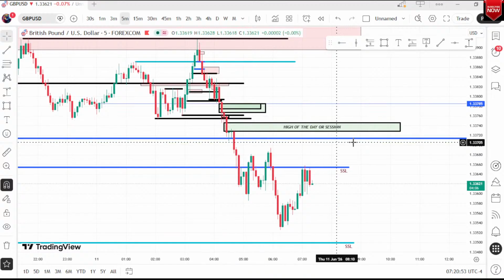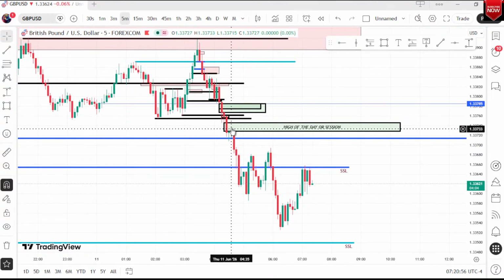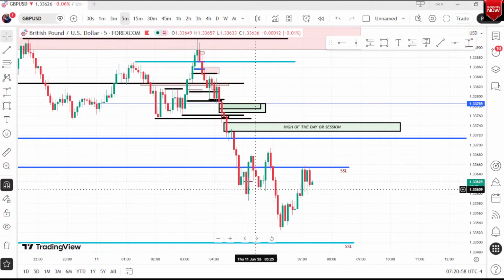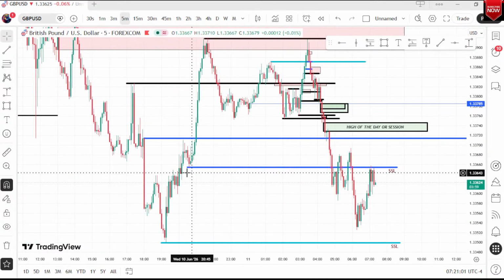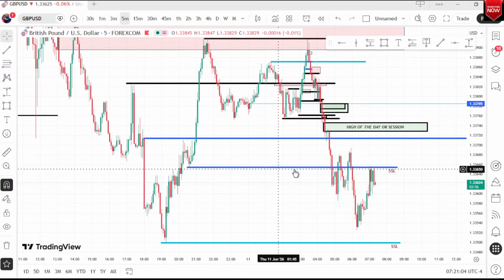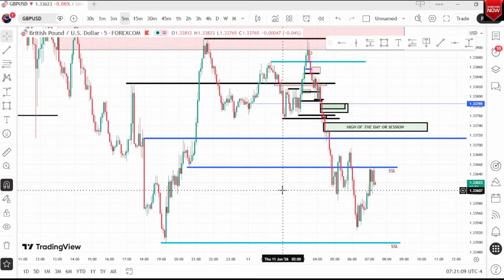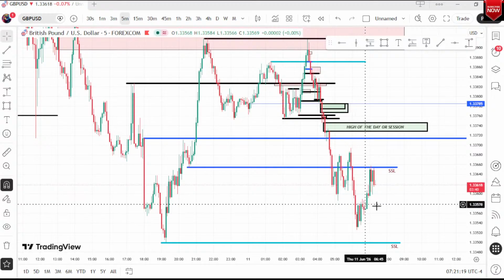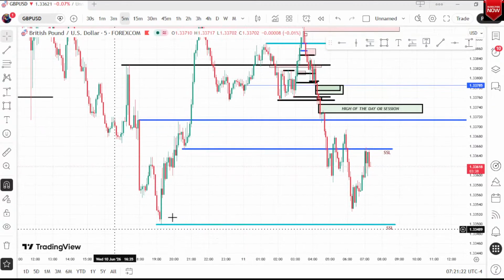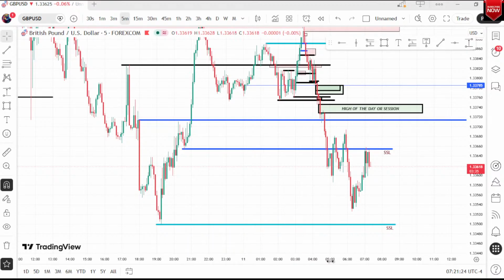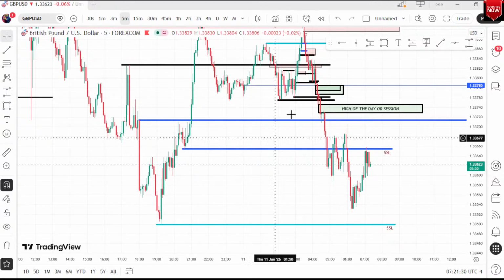So remember when I marked that when price was inside the fair value gap, telling you that's the high of the day of the session. I was actually saying that I'm sure that price will decline to this sell side liquidity here. You see this? I was actually sure that price will decline to those sell side liquidity right there, and what I was targeting is this sell side liquidity. You see this sell side liquidity, that was what I was targeting.